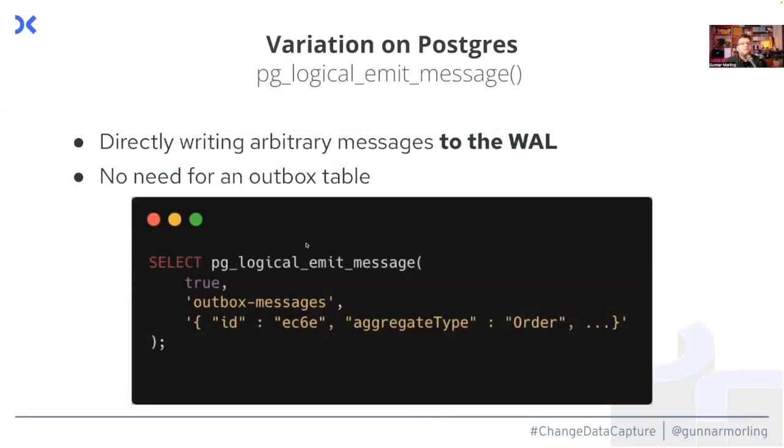Now, there's one interesting variation of this pattern which I would like to mention for Postgres. So most of the times, this Outbox pattern is implemented using a bespoke table. But actually, in the case of Postgres, we don't even have to use a table. We also could use what's called logical decoding messages. And logical decoding messages essentially are just messages which are just written to the WAL, the write-ahead log in Postgres, the transaction log there.